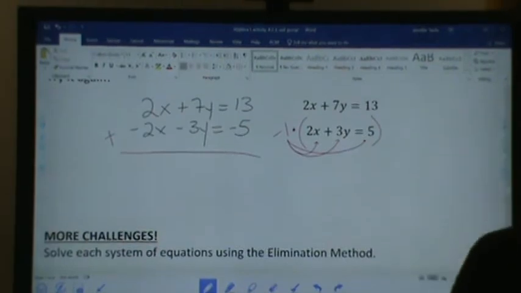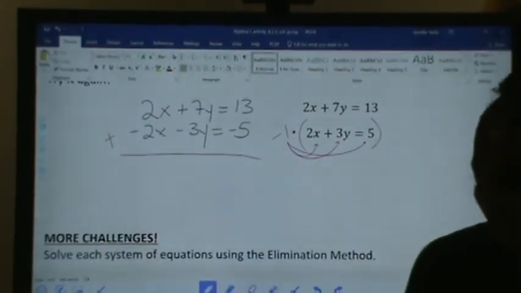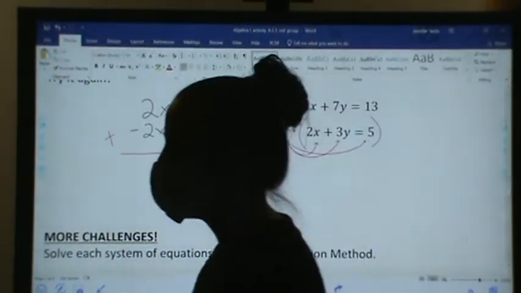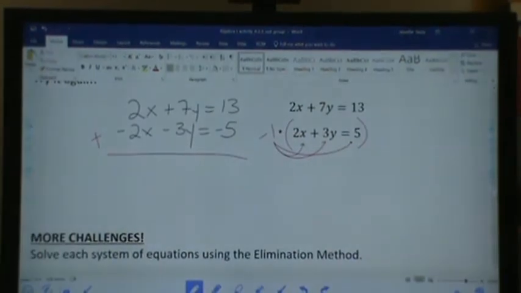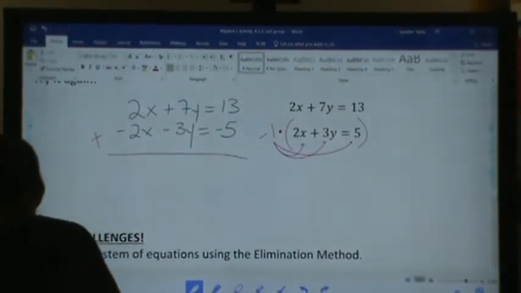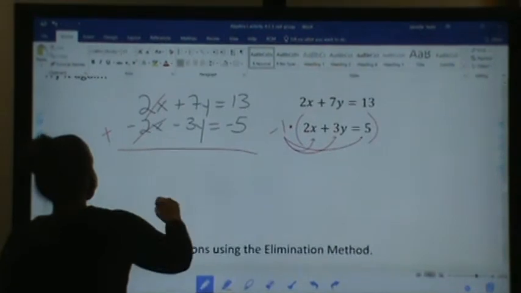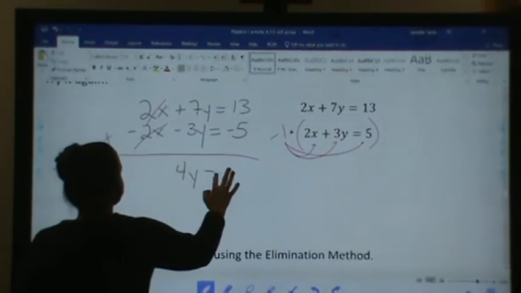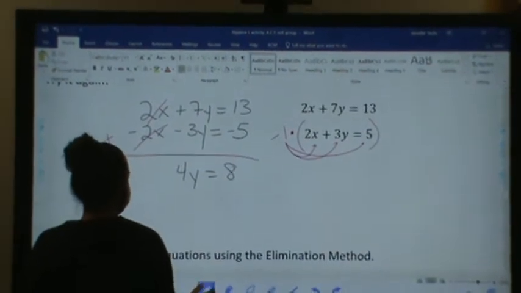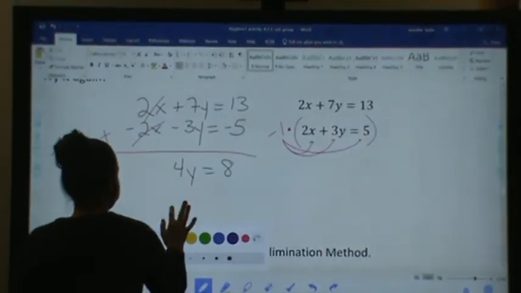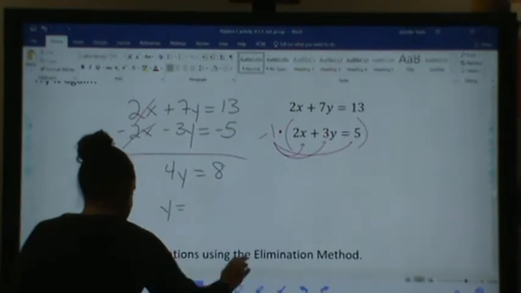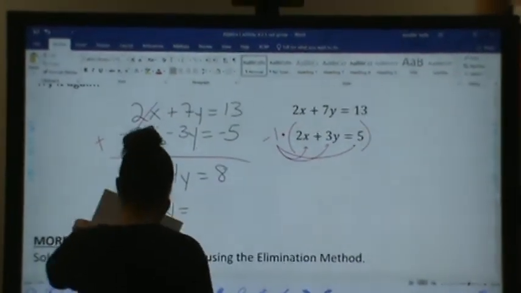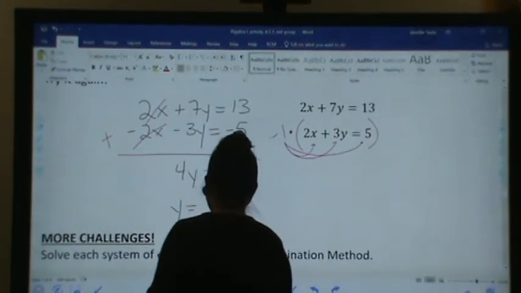Just because it doesn't work out right the first time doesn't mean you can't tweak it just a little bit to get you what you need the second time around. So those go away. And now you're left with 4y equals 8. Which means you're left with y equal to 2. Okay.